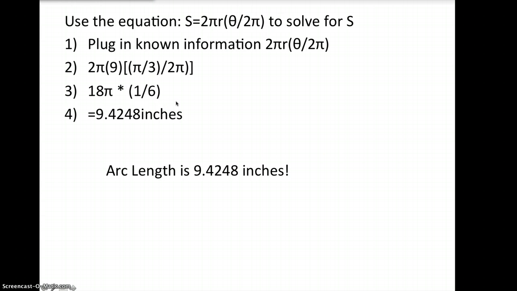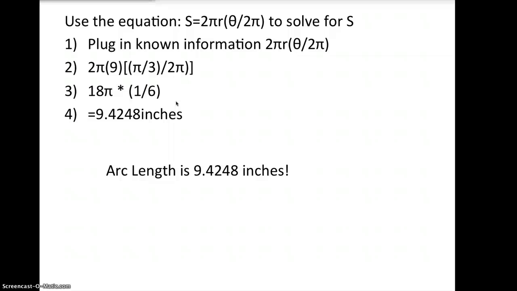Then use the equation: s equals 2 pi r times theta over 2 pi to solve for s. You plug in the known information. So you have 2 pi times 9, times pi over 3 over 2 pi. We can simplify it, and we get 18 pi times 1/6, and that equals 9.4248 inches. So there you go, it's that easy. Its arc length is 9.4248 inches.